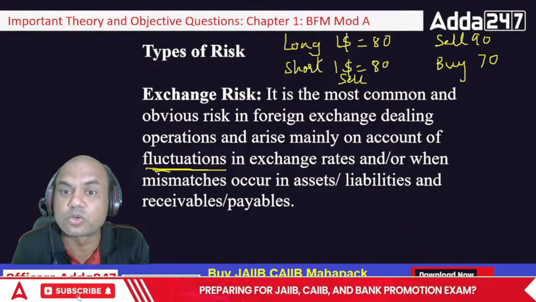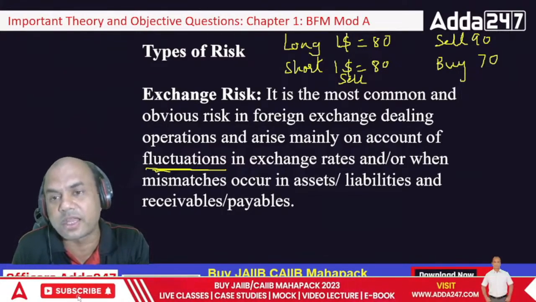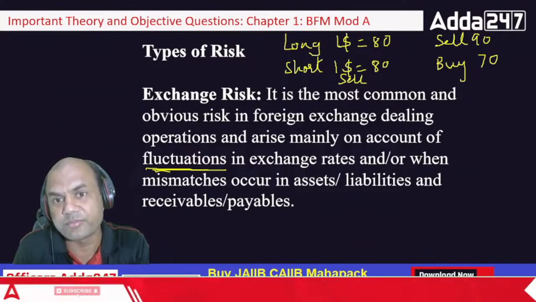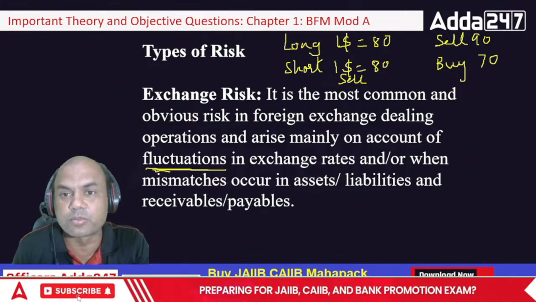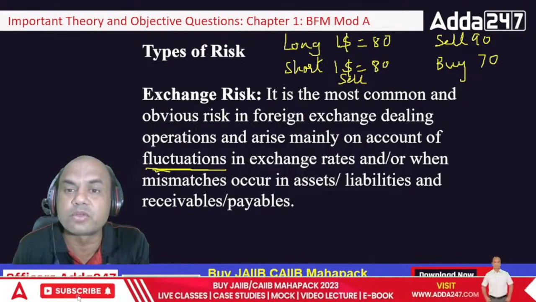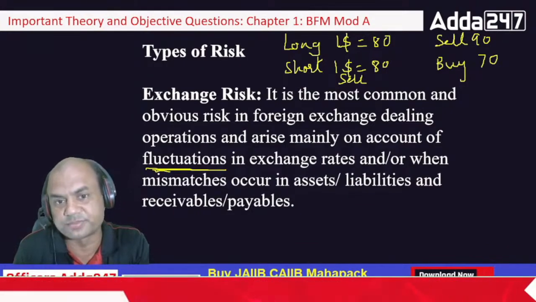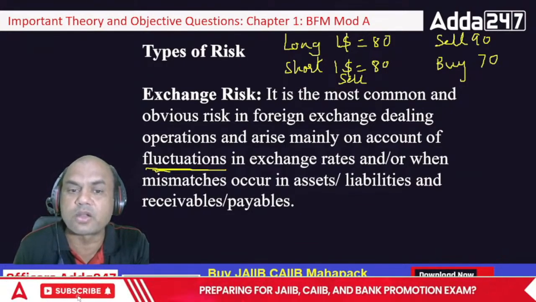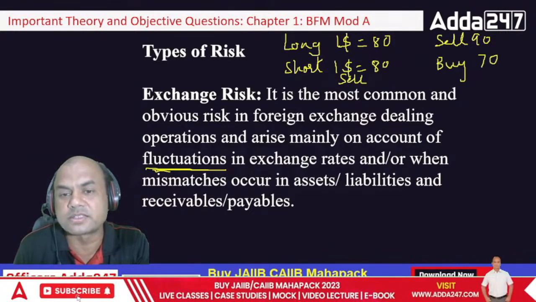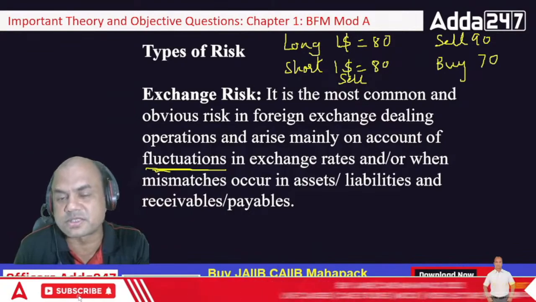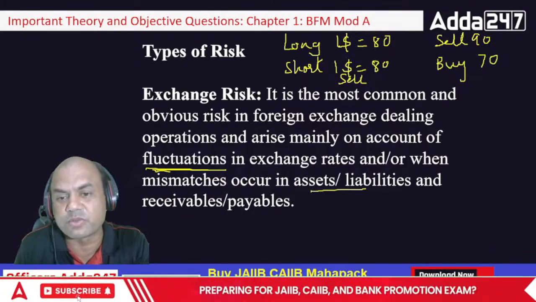Okay, because he has sold. Short position means he has sold first. Then he'll have to buy it at a higher rate. So if the dollar goes up, meaning the rupee goes from 80 to 90, then the one who is shorted will suffer. So these are known as fluctuations. So it is the most common and obvious risk in foreign exchange dealing operations and arises mainly on account of fluctuations and or when there are mismatches in assets and liabilities. What do you mean by this?